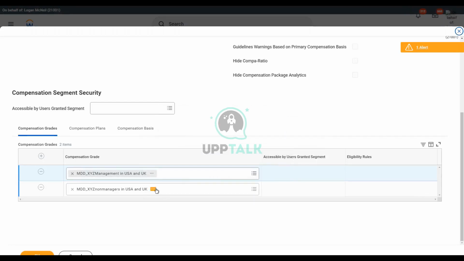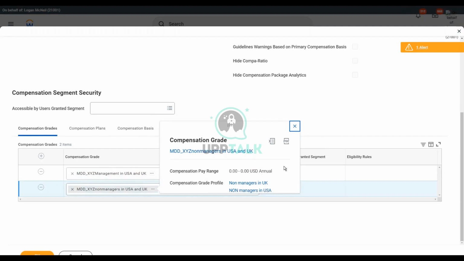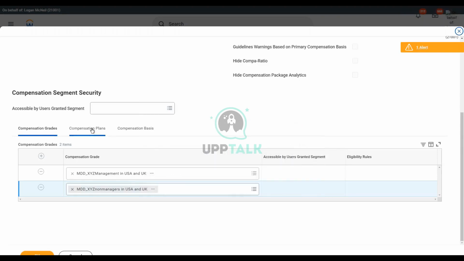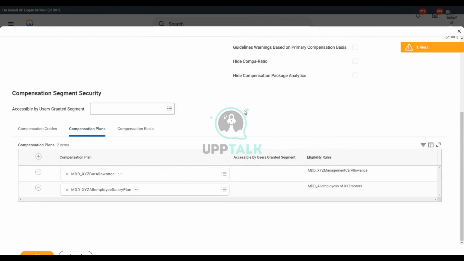You don't have any eligibility rule in the compensation grade, right? You did not put anything there. Yeah, that's correct, no problem. Let's go to your compensation plans. In your compensation plan you have an eligibility rule which says XYZ management car allowance, and the salary plan says all employees of XYZ Motors. Correct.